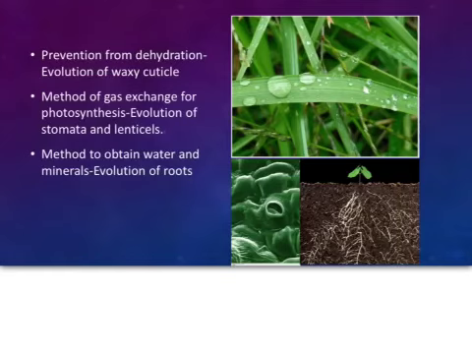All right, so here are just some examples. Here's that waxy cuticle, which is why you can see these beads of water on this blade of grass. Here are our stomata. And then here's a very extensive root system, all in the effort to get water.